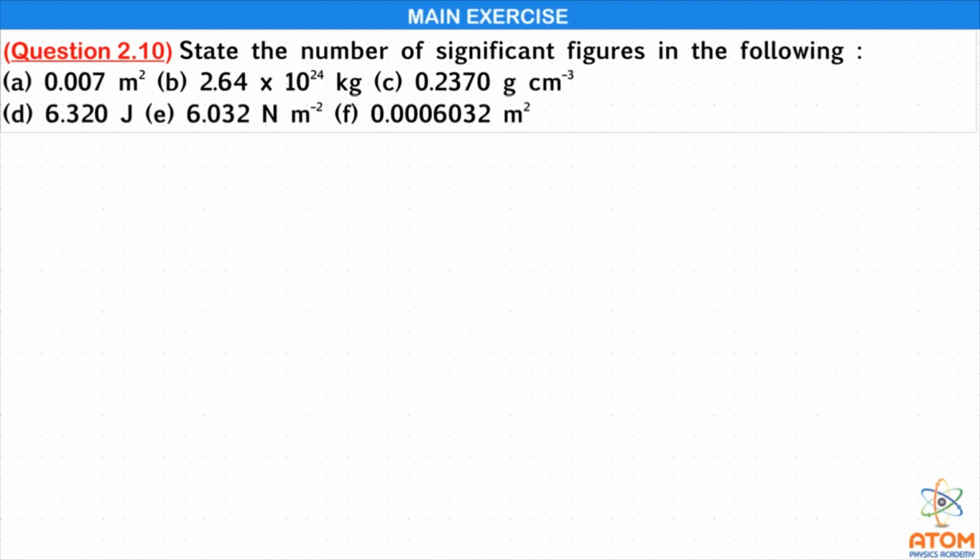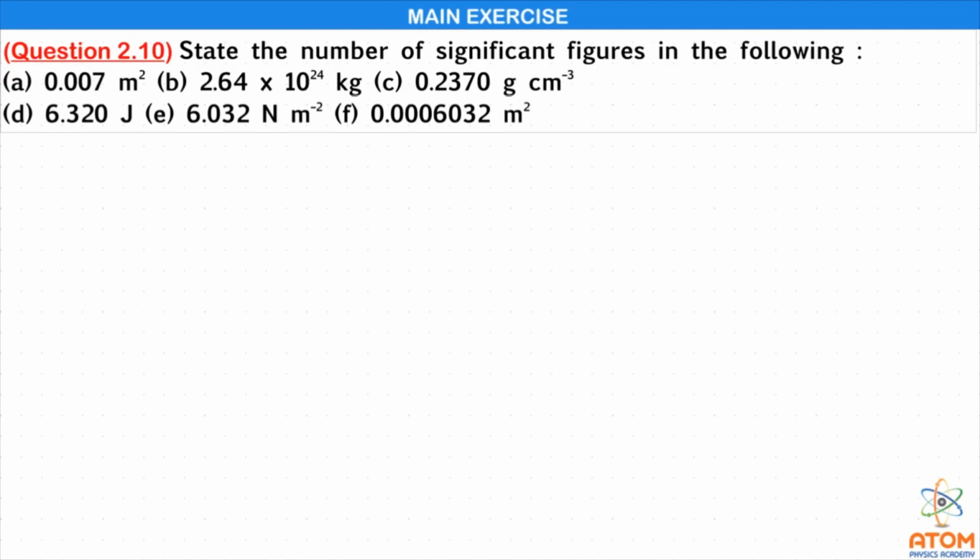Now main exercise, question number 2.10. State the number of significant figures in the following. First is 0.007 meter square. Second is 2.64 into 10 raised to 24 kilogram. Third is 0.2370 gram per centimeter cube. And the fourth is 6.320 joule. Fifth is 6.032 Newton per meter square, and the sixth is 0.0006032 meter square. So we have to find out the significant figures in the following.